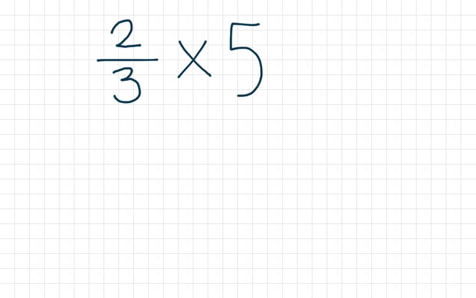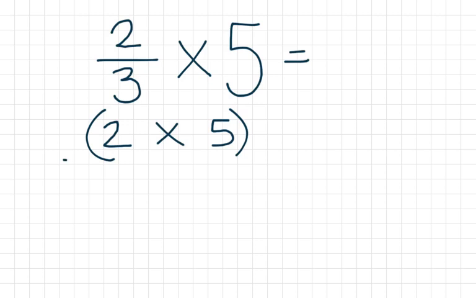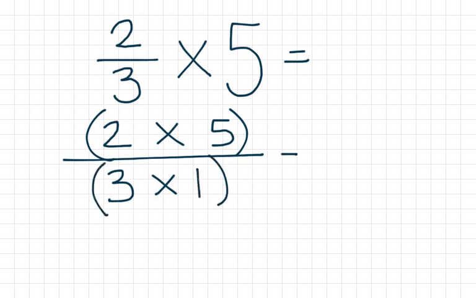We're going to do one more problem together. 2/3 times 5. We know that we're going to multiply the numerator, we're going to multiply the denominator, then simplify. 2 times 5 over 3 times 5, 3 times 1. Very good.